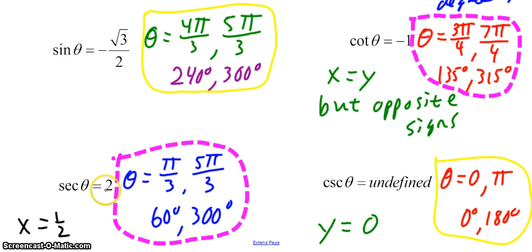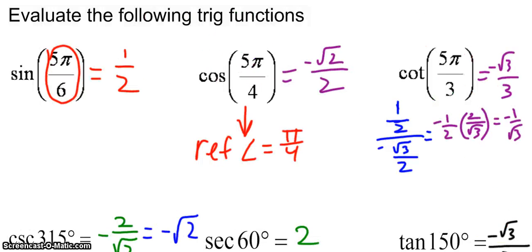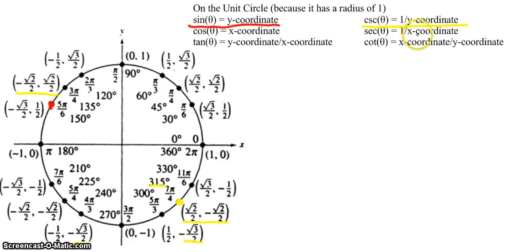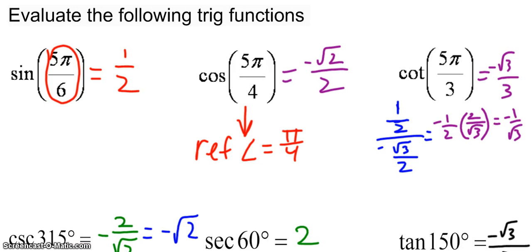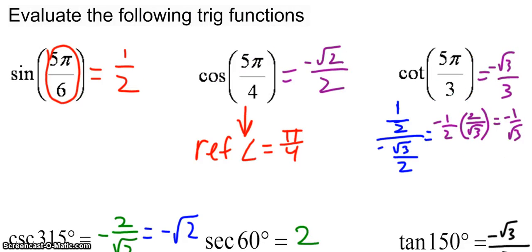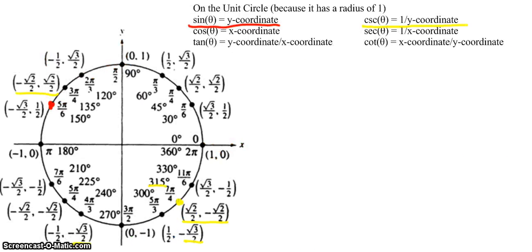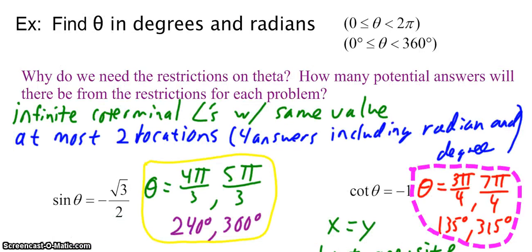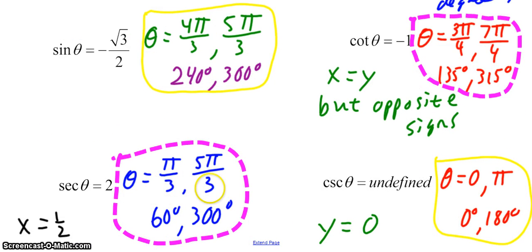Where is secant going to equal 2? Well, I know secant is the reciprocal of the x value. So if the secant equals 2, then x has to equal 1/2, because the reciprocal of 2 is 1 over 2, and vice versa. So where does x equal 1/2? That's at pi thirds and 60 degrees, and 5 pi thirds and 300 degrees. So my answers are pi thirds, 5 pi thirds, 60 degrees, and 300 degrees.